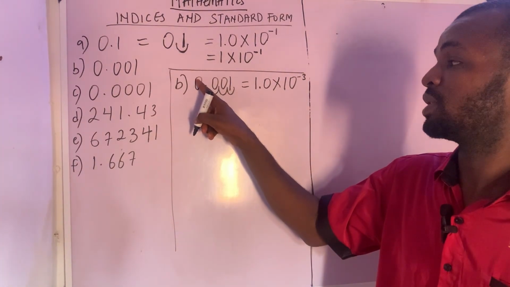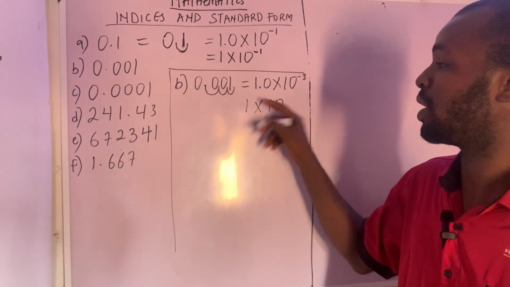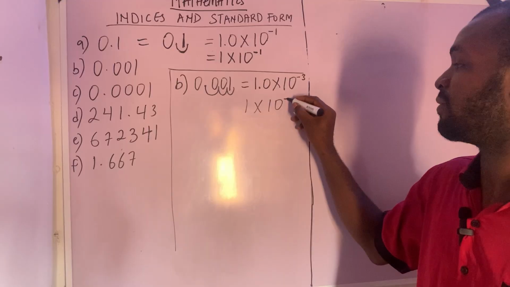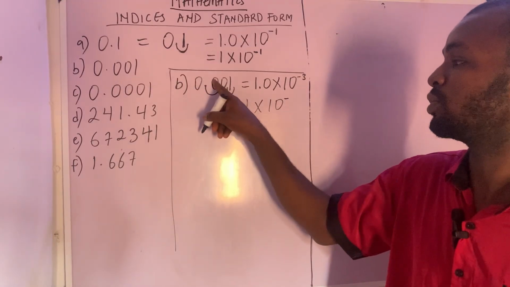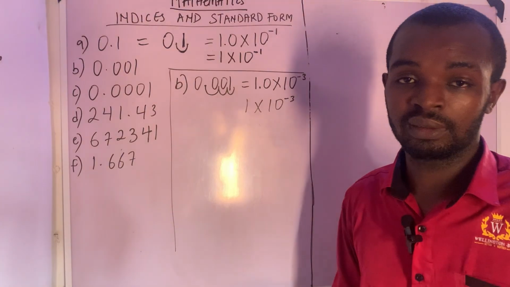So how many zeros can you see here? 1, 2, 3. So it will be 1 times 10 raised to power. If you're starting with 0, it will have minus. Then count the zeros. 1, 2, 3. Minus 3. So both of them are giving the same answer.